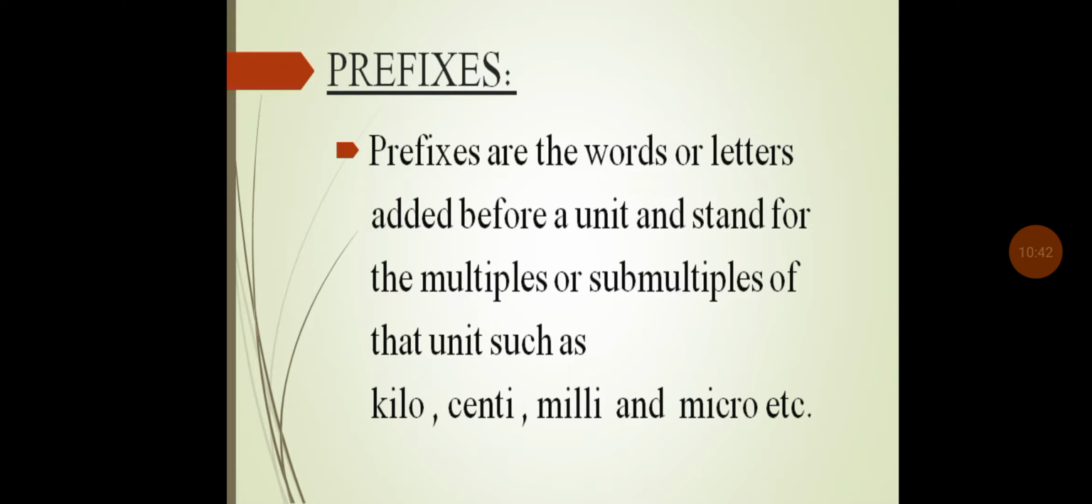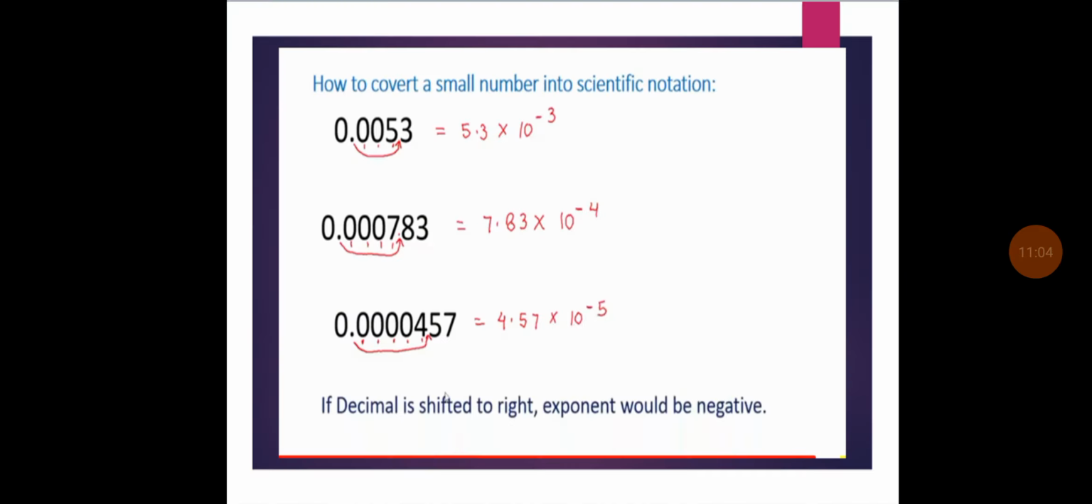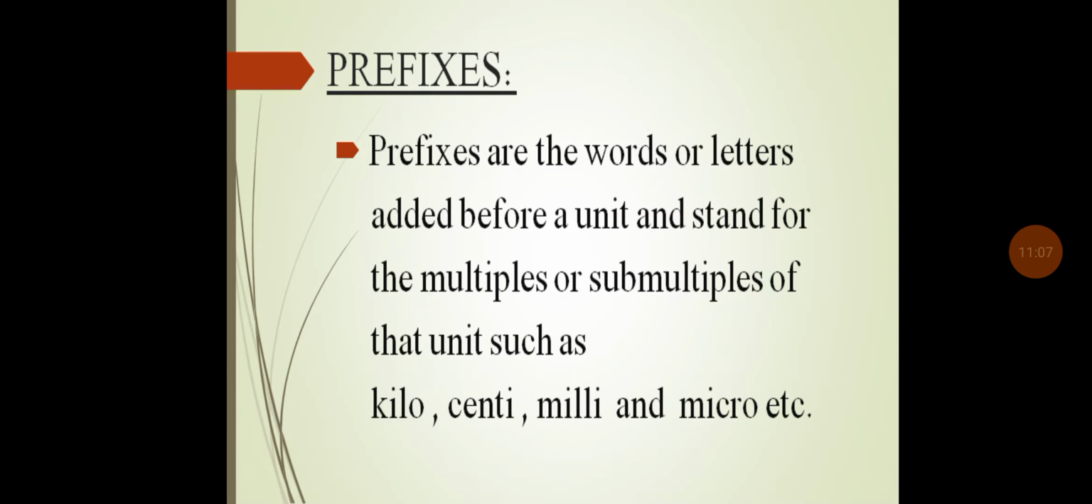Now we come to the prefixes, the next topic. What is a prefix? Prefixes are the words or letters added before a unit, because pre means before. So the letters or words which are added before a unit and stand for the multiples or submultiples of that unit, such as kilo, centi, milli and micro. For example, we have a standard unit, that is meter. So we write kilo before the meter, kilometer, then centimeter, then millimeter, then micrometer. So these are all the prefixes.